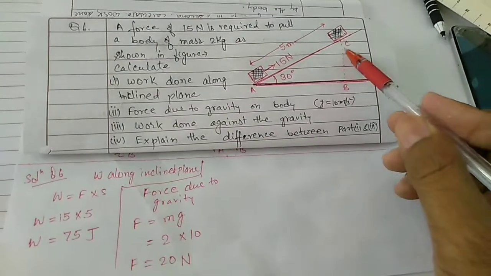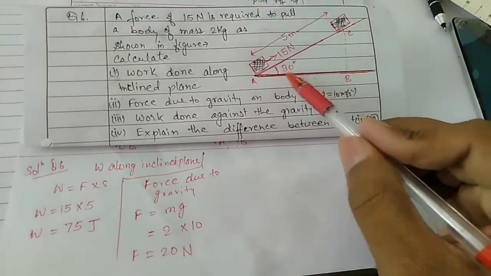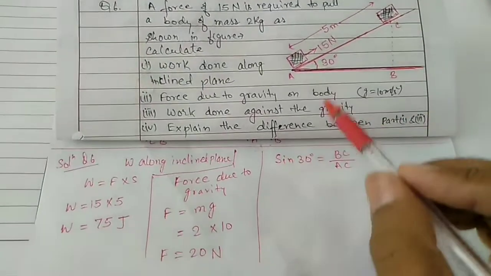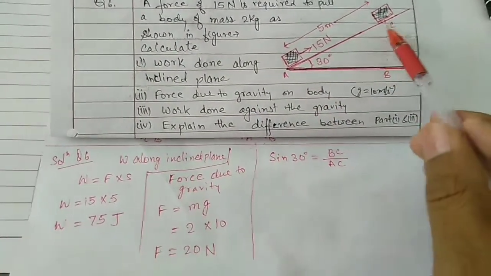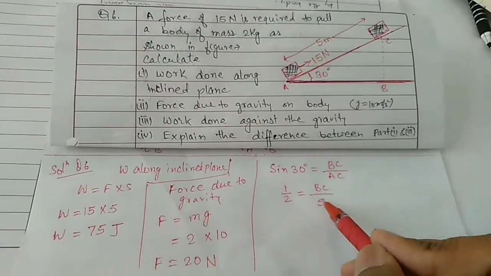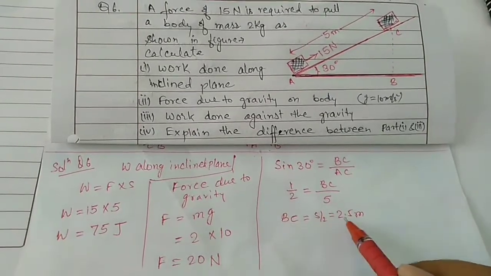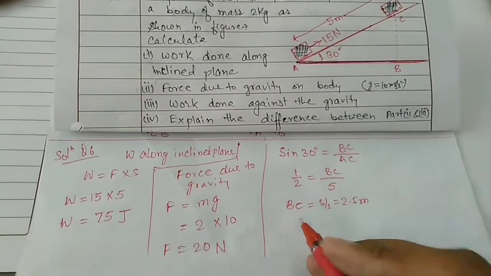Now next part 3, work done against gravity, means we have to find the force of gravity. This is F and displacement BC. So first let's calculate the displacement BC. How? By using sine 30. You can see here the sine 30 is equal to perpendicular BC upon hypotenuse AC. Fill the value. So BC upon AC is 5 and BC will come half of 5. So BC comes here 5 by 2 or 2.5.